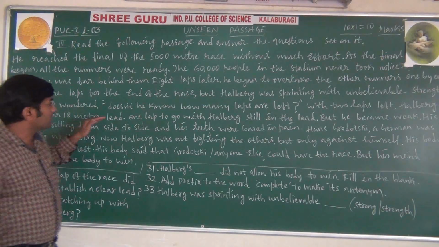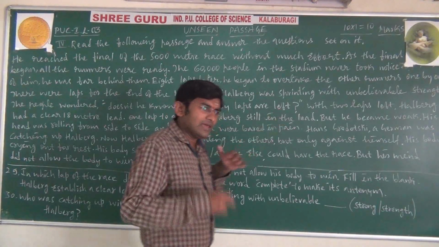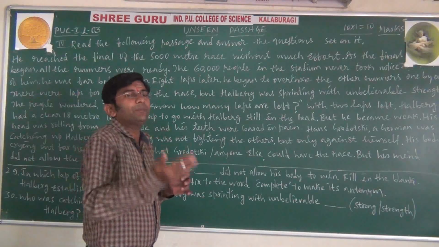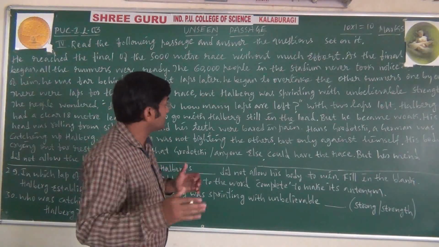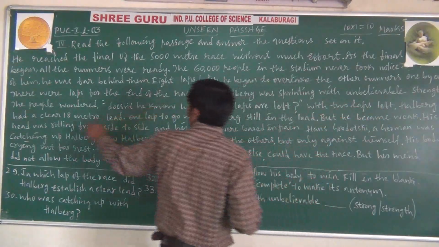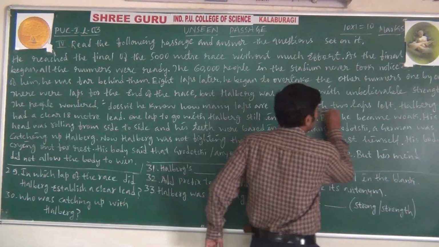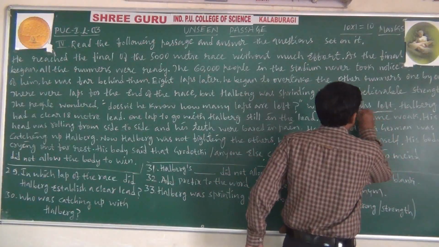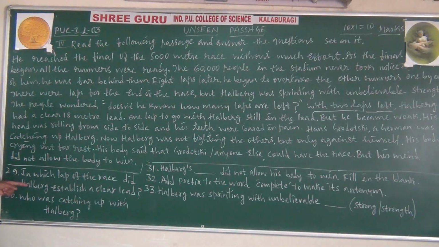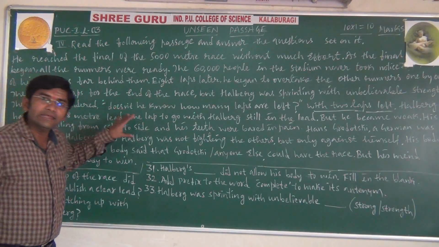The people wondered, doesn't he know how many laps are left? They started to wonder how many laps were left to cover to reach his destination. Next, with 2 laps left, Hallberg had a clear 18-meter lead. My dear students, with 2 laps is the right answer for the 29th question. With 2 laps he had a clear 18-meter lead.